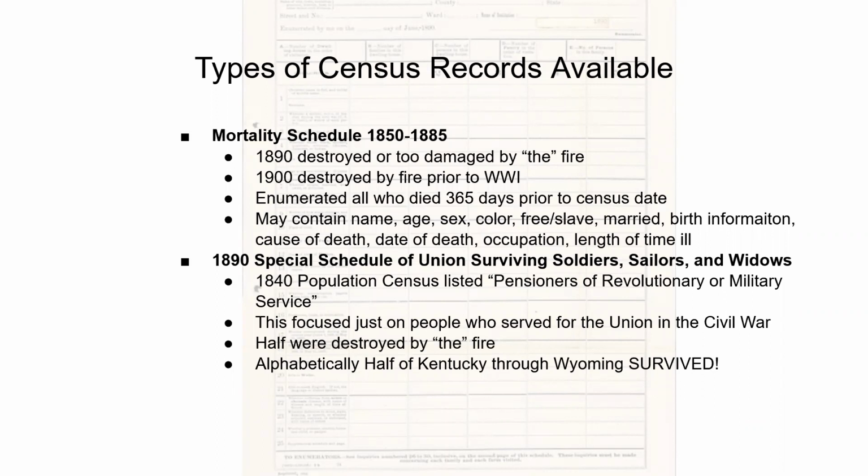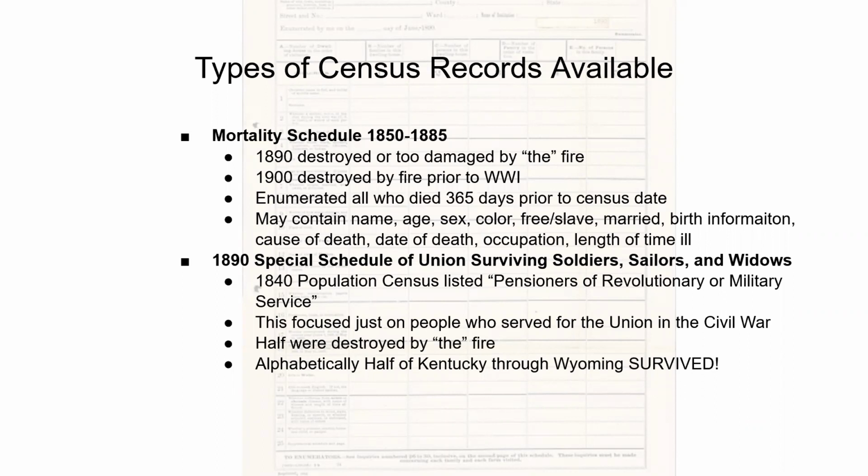The 1890 special schedule, again, was another one some states chose to do, some didn't. The fire took out a big chunk of it. If you looked at the states alphabetically, half of Kentucky through Wyoming survived. The first half of Kentucky all the way through A did not make it.